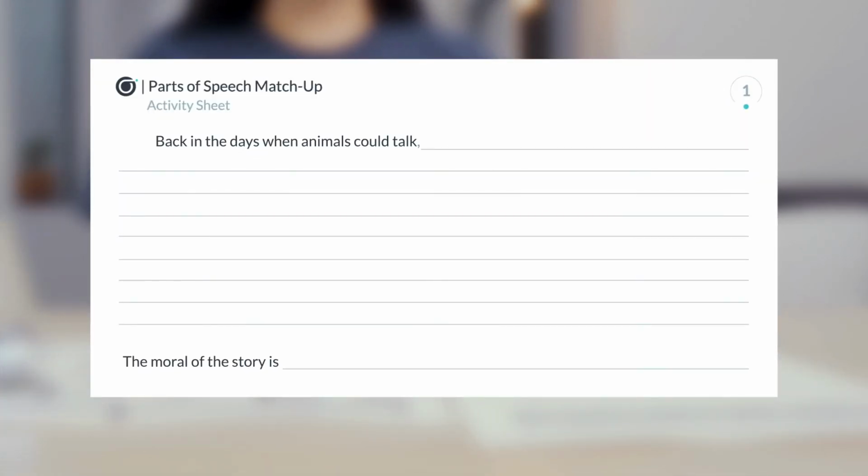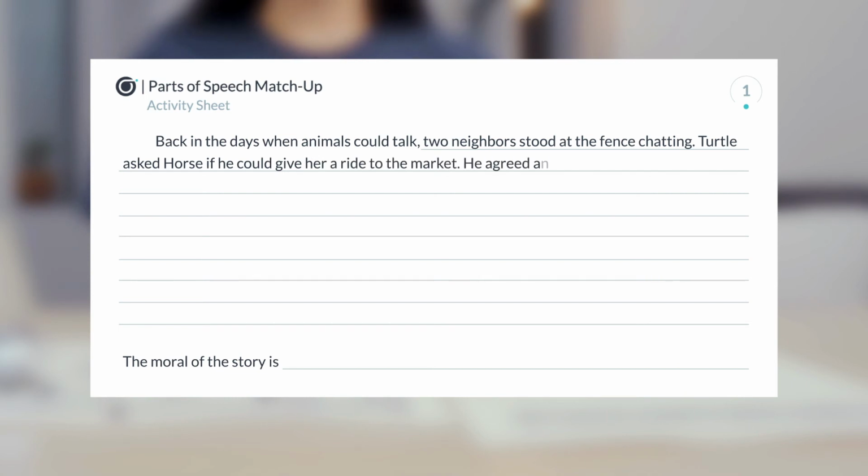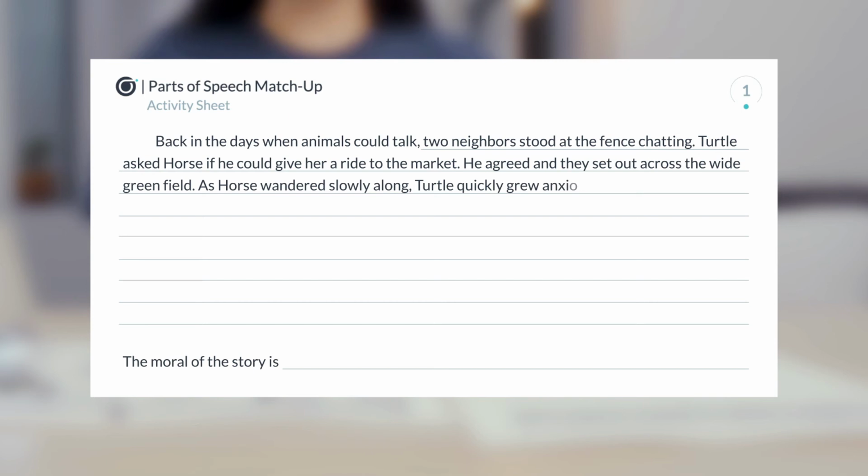Back in the days when animals could talk, two neighbors stood at the fence chatting. Turtle asked Horse if he could give her a ride to the market. He agreed, and they set out across the wide green field. As Horse wandered slowly along, Turtle quickly grew anxious and asked Horse if he could run or skip or fly because she was in a hurry.